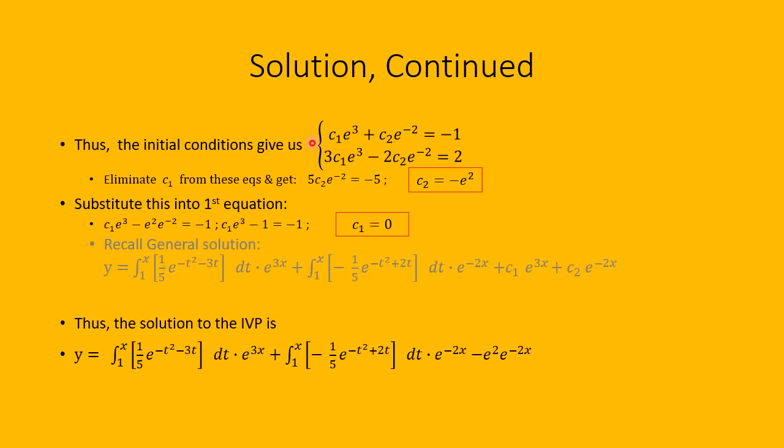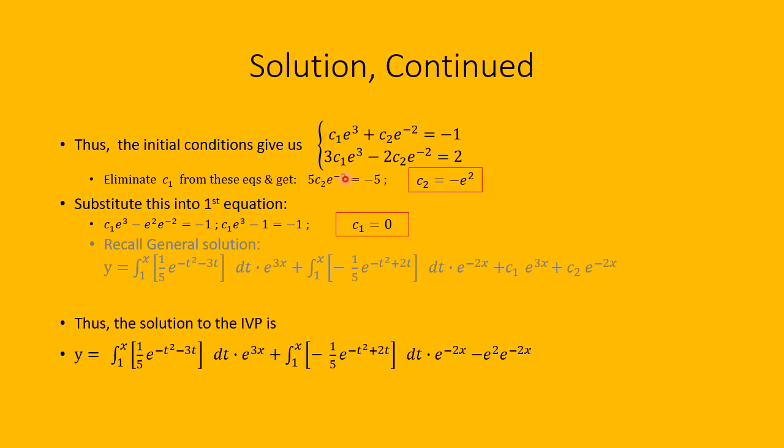So the initial conditions gave us two equations involving c1 and c2. c1 e cubed plus c2 e to the minus 2 equals minus 1. 3c1 e cubed minus 2c2 e to the minus 2 equals 2. Let's eliminate c1 from these two equations. Multiply the first equation by 3. 3c1 e cubed plus 3c2 e to the minus 2 equals minus 3.